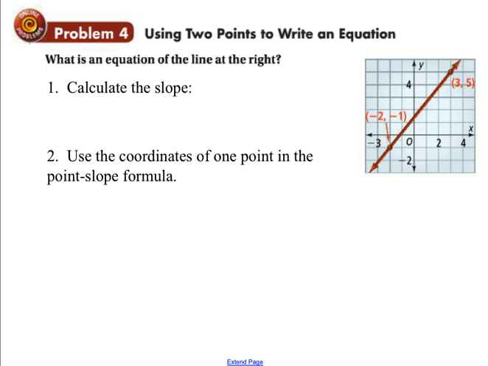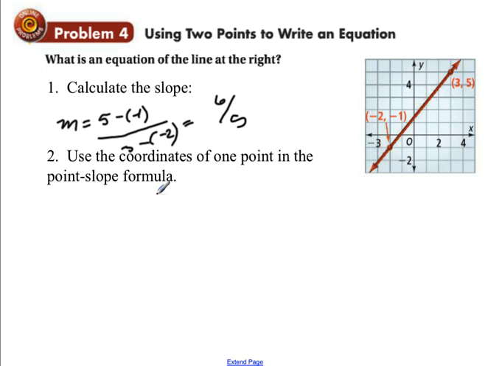Using 2 points to write an equation, what's the equation of the line at the right? It says calculate the slope. Well, we have 2 points here that are on our line, 3, 5, and -2, -1. So our first step is to go ahead and calculate the slope. And the slope of this line, m, is equal to the difference in the y-coordinates. It's going to be 5 minus a -1, and we're going to divide that by the difference in the x-coordinates, 3 minus a -2. So we end up with 5 plus 1, which is 6, divided by 3 minus a -2, which is actually 5, so our slope is 6/5.